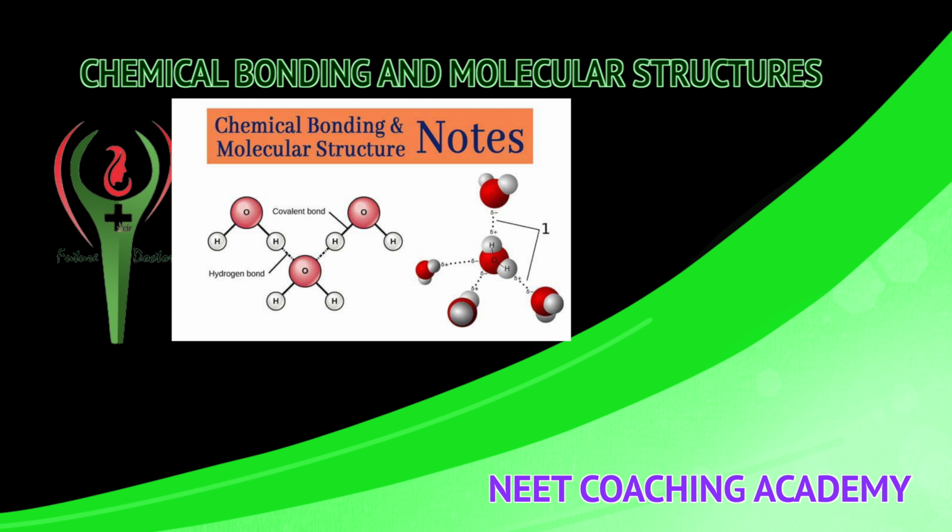The electron gain process may be exothermic or endothermic. The ionization enthalpy, on the other hand, is always endothermic because energy is needed to remove an electron. An ionic bond will be formed more easily between elements with low ionization enthalpy and elements with a high negative value of electron gain enthalpy. Now it also depends on the electronegativity difference.